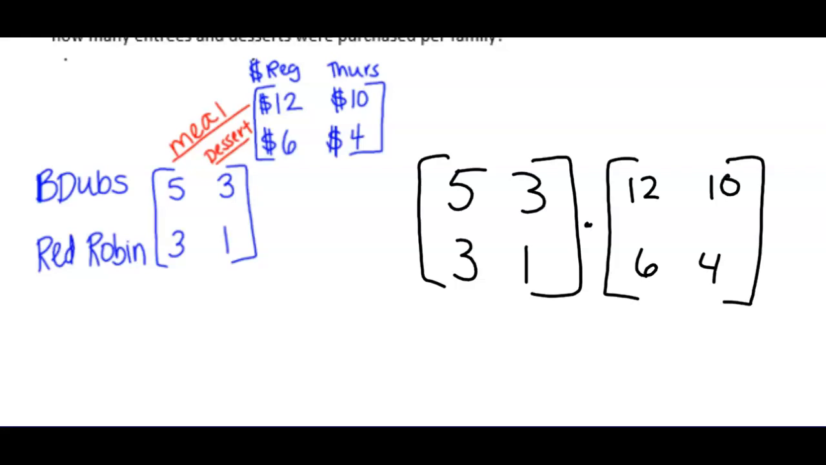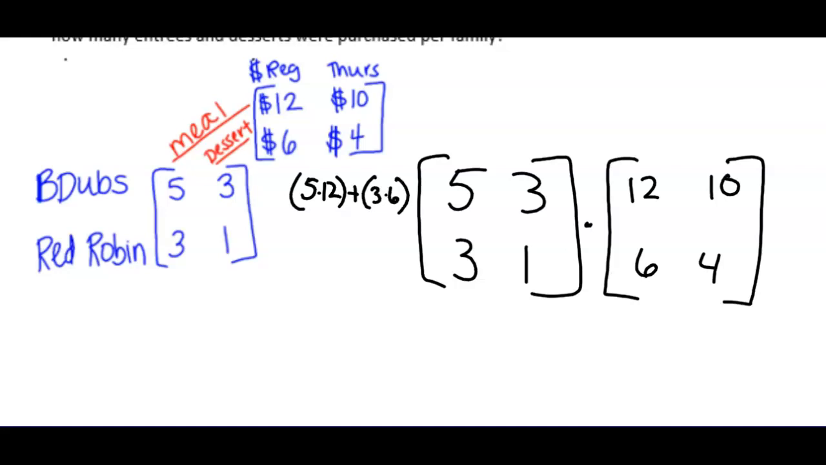So remember, I am figuring out, we're at B-dubs, how much was my meal plus my dessert? So here's B-dubs, here's my meal and my dessert. So I did 5 times 12. And to that I added 3 times 6.